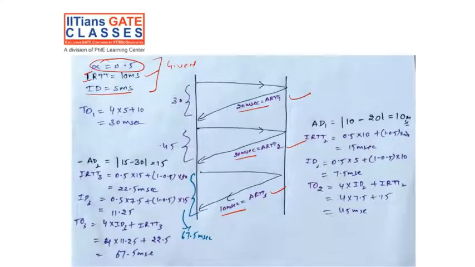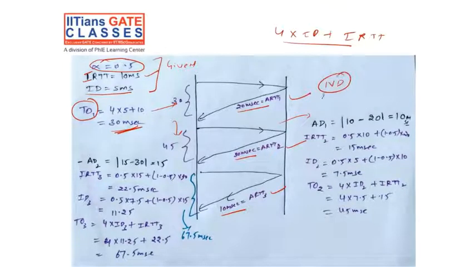So how will you calculate the first timeout? 4 into the initial deviation plus IRTT. So 4 into 5 plus 10 is 30, which you already calculated, right? For the next one, you need to calculate your new deviation and new RTT. These two values you have to calculate, and then only can we calculate the timeout with this formula.